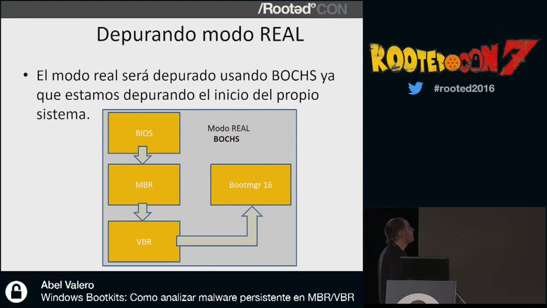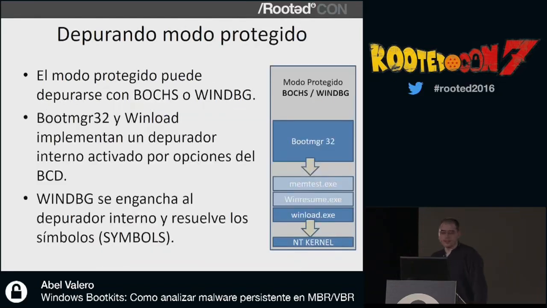This we will do using Bochs. It will allow us to debug the BIOS, the master boot record, VBR, and the boot manager on the 16-bit side. Then we will need to debug in protected mode. Here things get a little more complex. Windows in the starting files includes an auto-debugging protocol of its own. So we can get into the different parts of the starting mechanism.